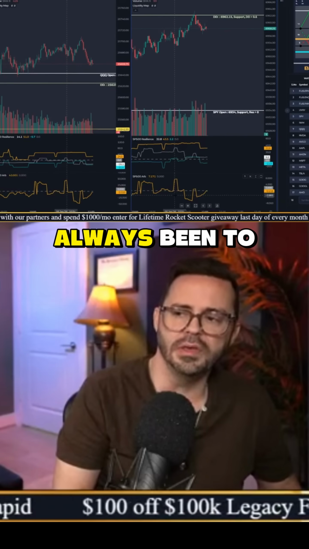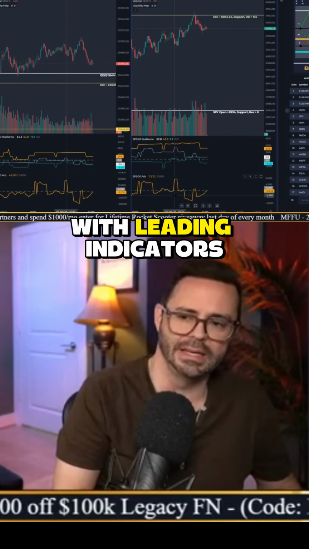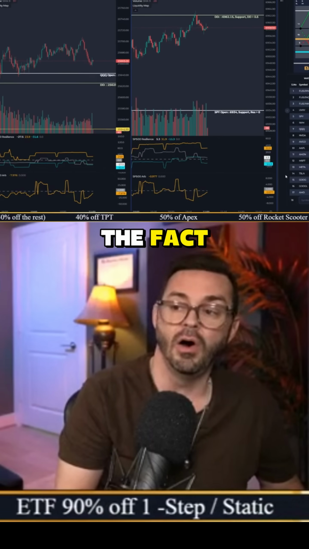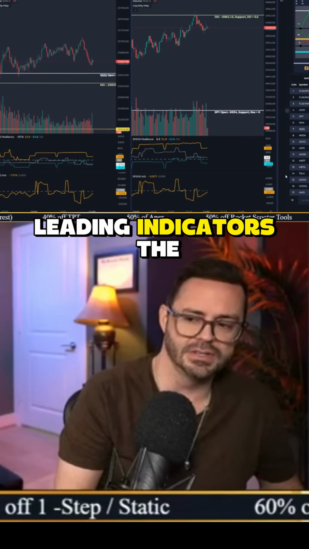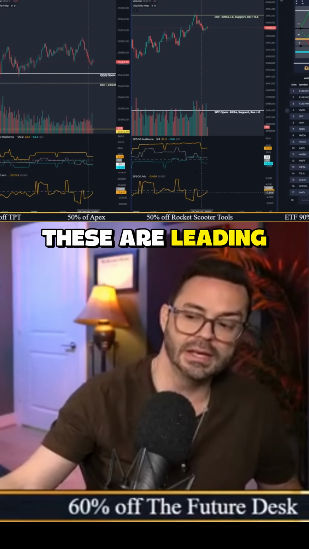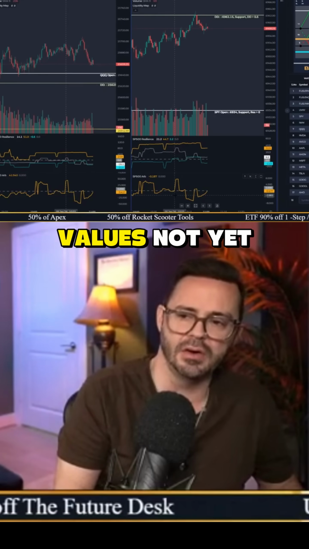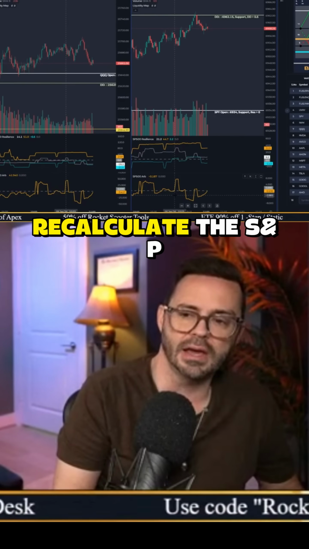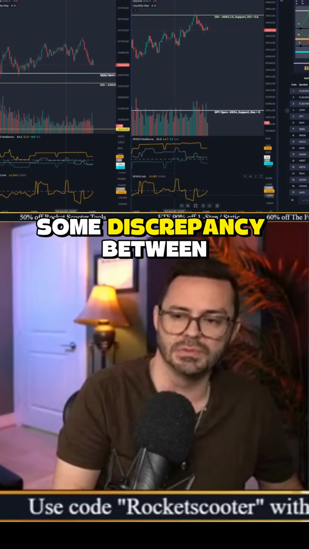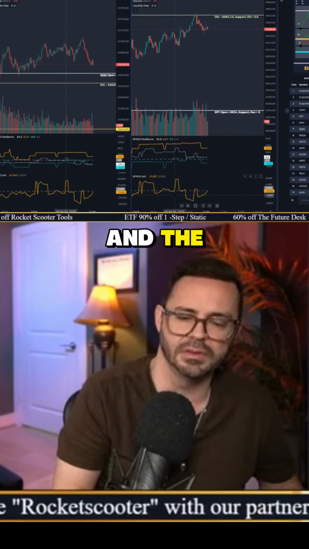Our goal has always been to use clever math to come up with leading indicators, things that can help you before the fact. All of our indicators are designed to be leading indicators. The outside ones down here are leading indicators by design. They look at values not yet obtained, and then they recalculate the S&P and show some discrepancy between the current value and the implied value.